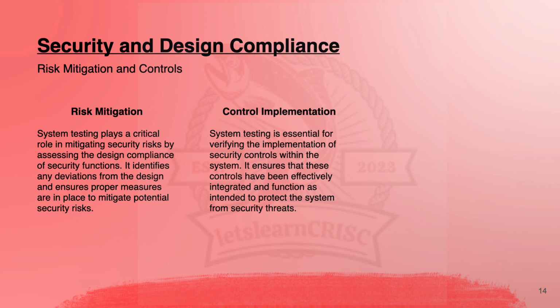So security controls are functionally validated during system testing to confirm that they operate as intended and effectively address specific security requirements. And the primary purpose of testing security controls is to ensure that they provide effective protection against a range of security threats, including unauthorized access, data breaches, and malicious activities.